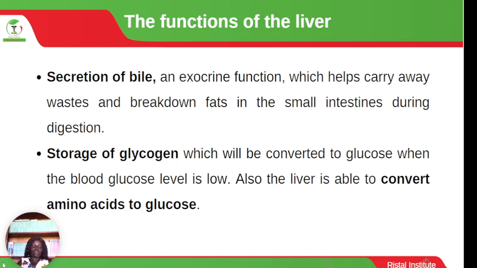Secretion of bile is one of the functions of the liver. It is an exocrine function which helps carry away waste and break down fats in the small intestines during digestion. Then storage of glycogen, which will be converted to glucose when the blood glucose level is low. Also, the liver is able to convert amino acids to glucose.